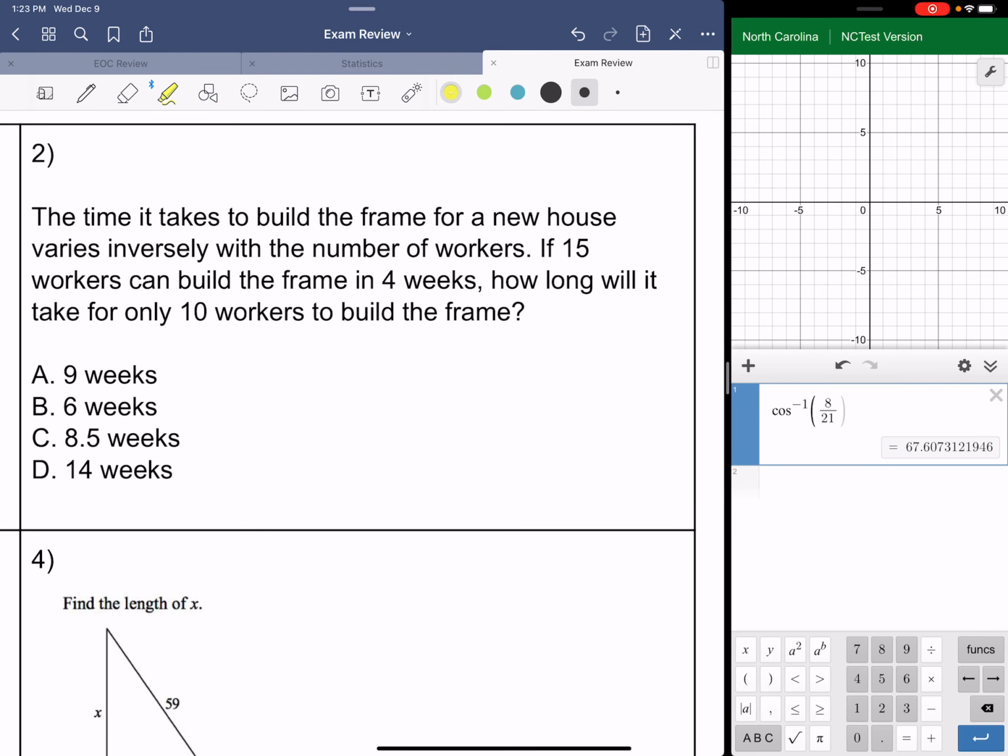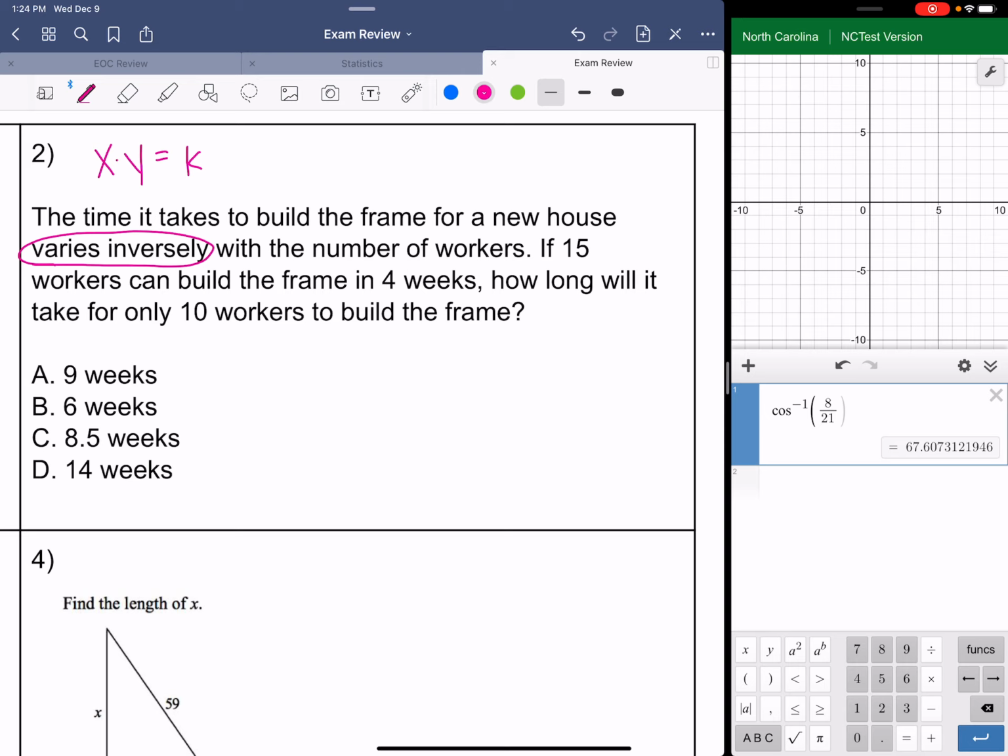The time it takes to build a frame for a new house varies inversely. Let's stop right there. If it varies inversely, then that means x times y is always equal to some constant number k. Okay, so k is always a constant number. So the time varies inversely with the number of workers.